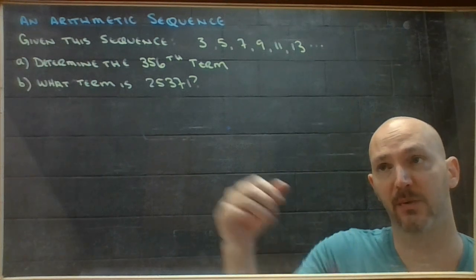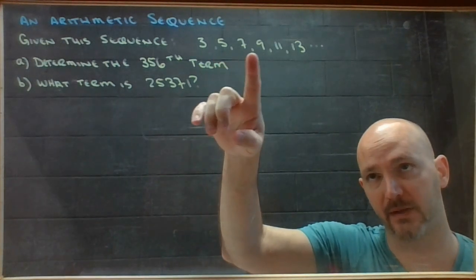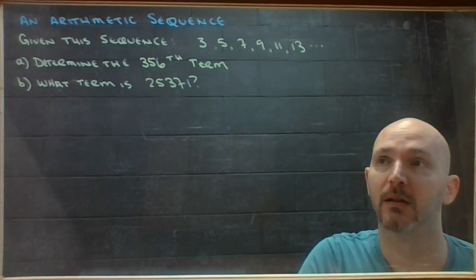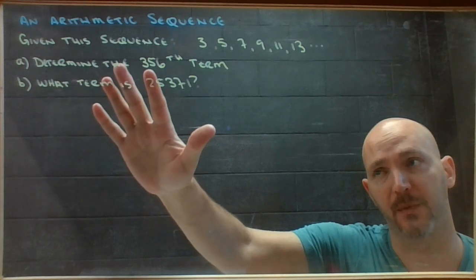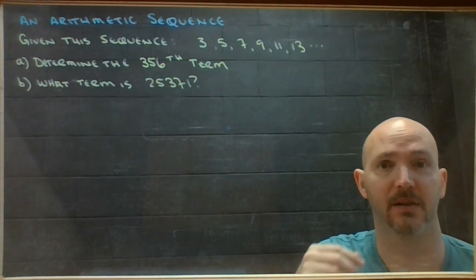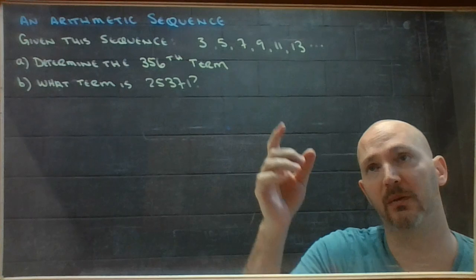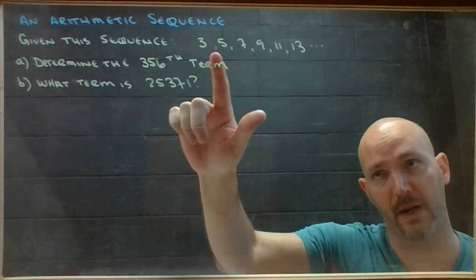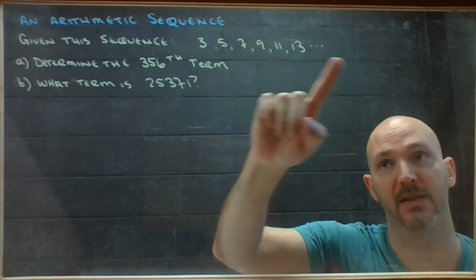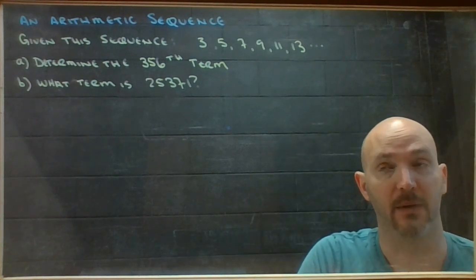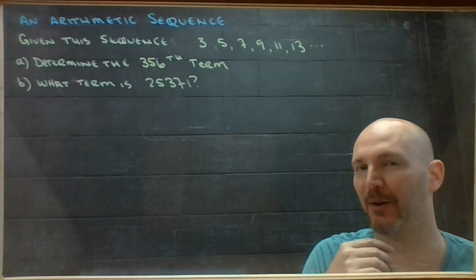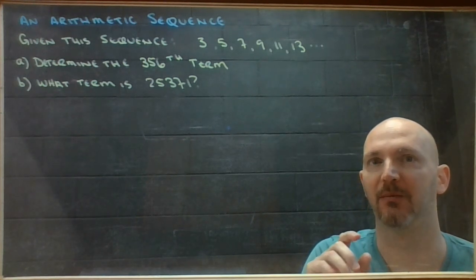I have a sequence of numbers here, 3, 5, 7, 9, 11, 13. And I'm asking about the 356th term in this sequence. So I could write out the first 356 terms of this sequence and get the number that way, but we all have better things to do than spend our time with that.